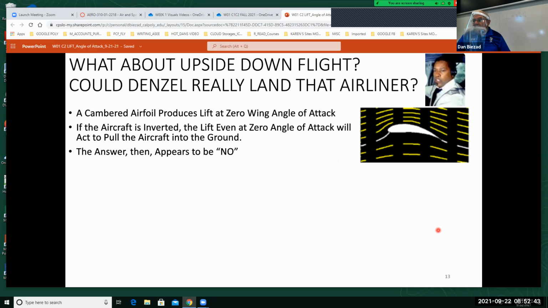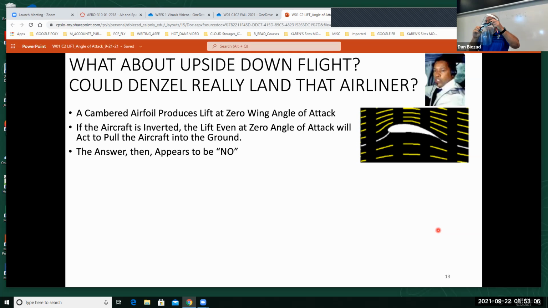All right, so let's look at this. There's a wing that Denzel's flying. All big airplanes have cambered wings. So if a cambered wing generates lift at 0 angle of attack, and he rolls it upside down, now he's got this negative lift that's generating. So he has to put negative angle of attack on it just to get it level.